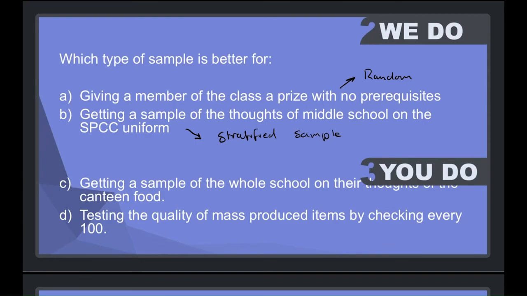Oh, sorry, that covers up. It says thoughts on the canteen food. You guys can have a go at these 2. And I'll give you the answers in a second.